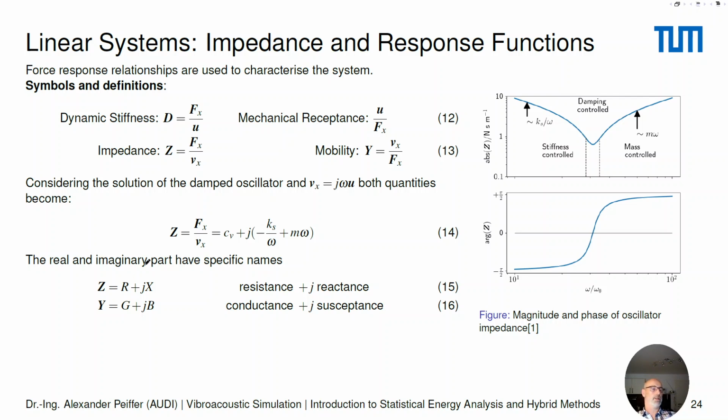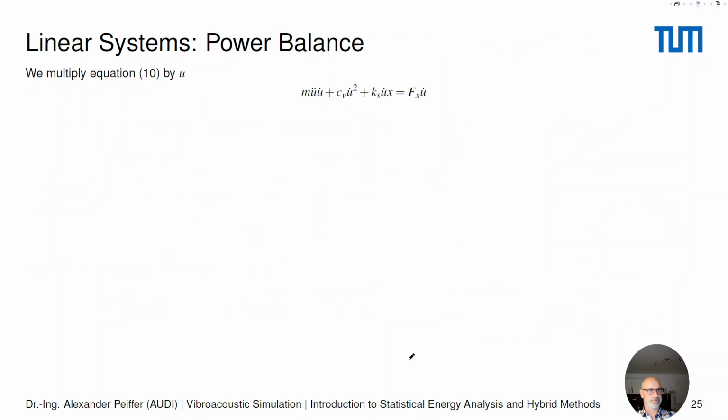The real and imaginary parts of the impedance have specific names. We call them resistance and reactance for the real and complex part of the impedance. And for the mobility, we say this is the conductance, and the complex part is the susceptance. There are also some expressions for the dynamic stiffness, but this would complicate things too much, so I will just use, because that's very often used in the literature, the complex numbers and figures for mobility and impedance. Good.